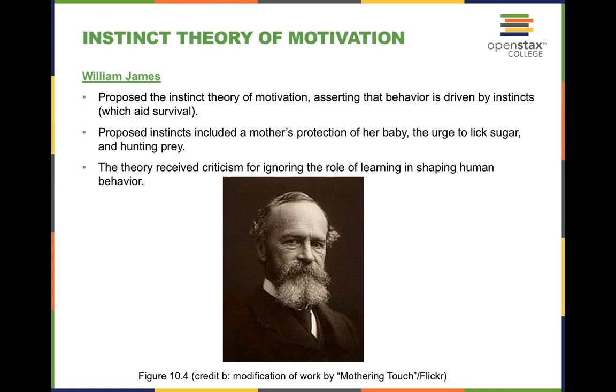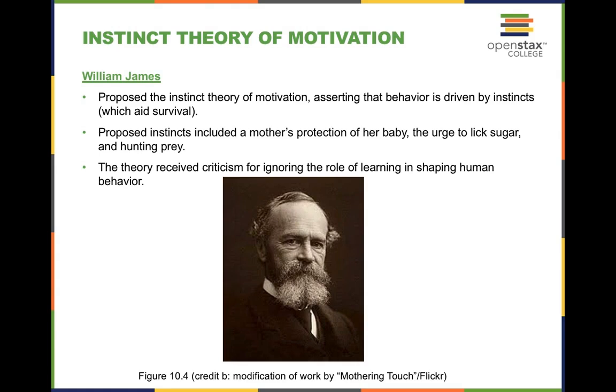Remember, William James is a big proponent of the theory of evolution and that the strongest survive through natural selection. And he thinks that what motivates us is ultimately engaging in behaviors that aid survival, which will help us to survive and advance our genetics. He proposed that instincts included a mother's protection of her baby, the urge to lick sugar, and hunting prey.